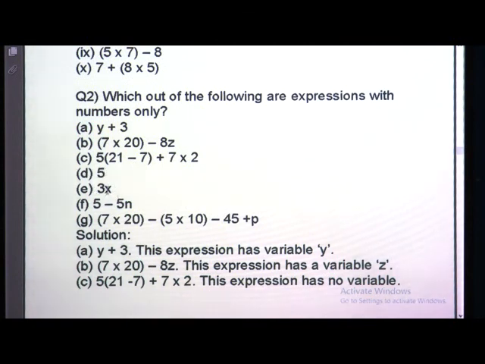3x, it means we have the variable x. 5 minus 5n, again n is a variable. 7 into 20 minus 5 into 10 minus 45 plus p. So, in p we have the variable. So, out of A to G expressions given, C and D are the expressions with numbers only.